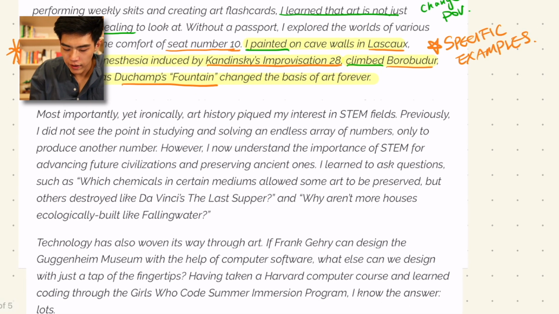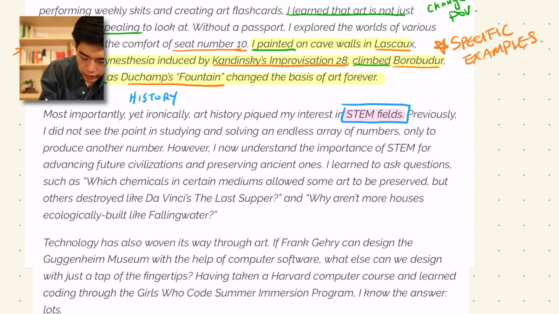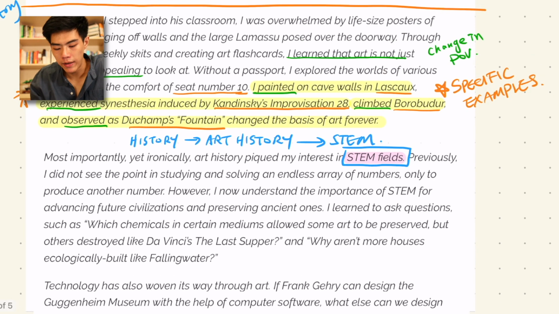Most importantly, yet ironically, art piqued my interest in STEM fields. Previously, I did not see the point in studying and solving an endless array of numbers only to produce another number. So, wow, suddenly there is a turn. 他突然往别的方向走了 So he went from history to art history to STEM. 这是好事吗？还是坏事？ Well, we don't know yet. It depends on how it's delivered at the end, right?